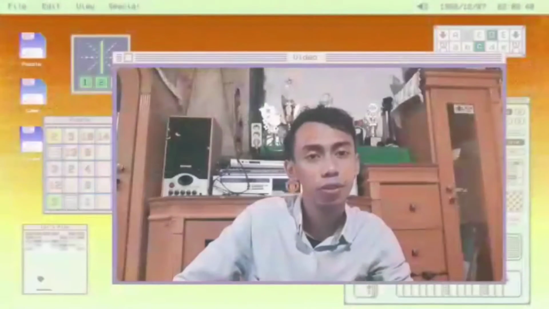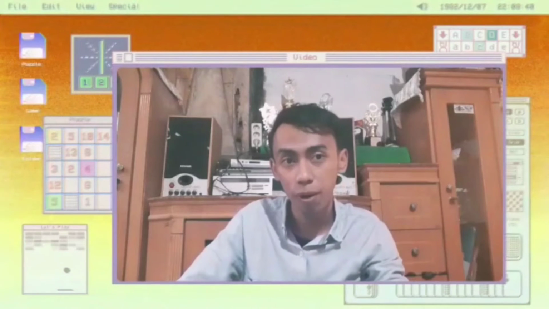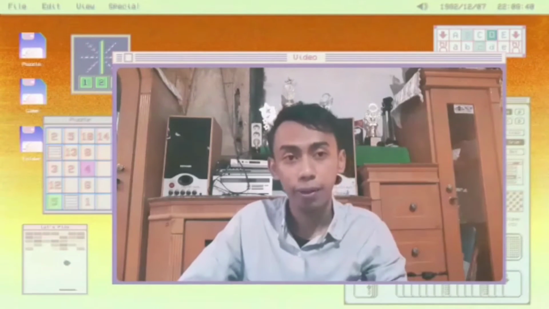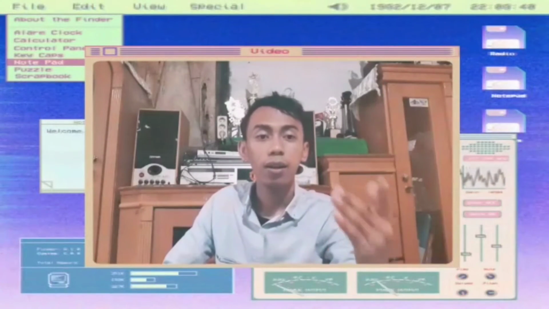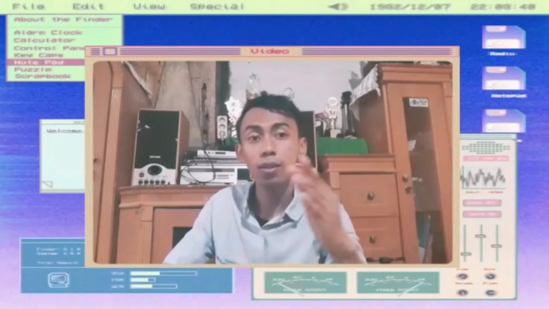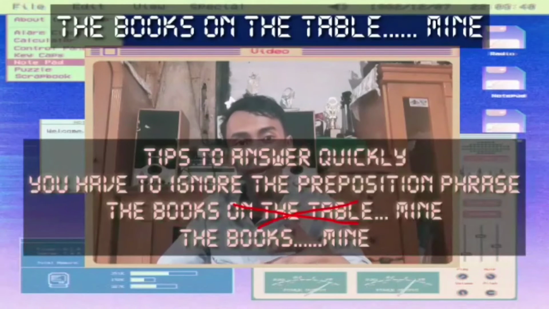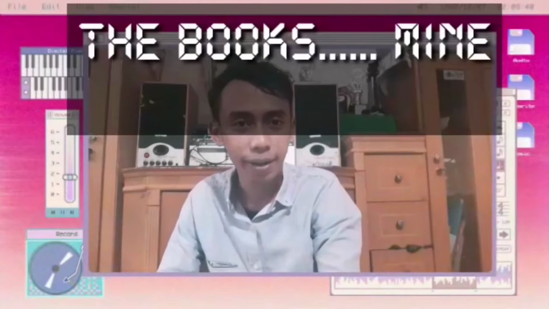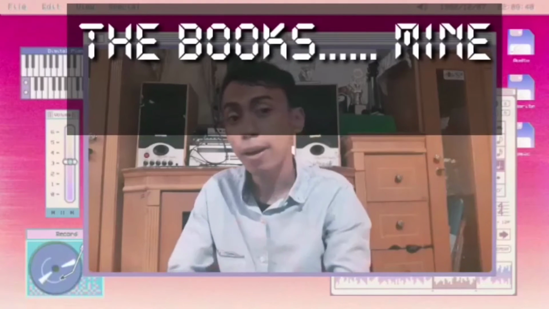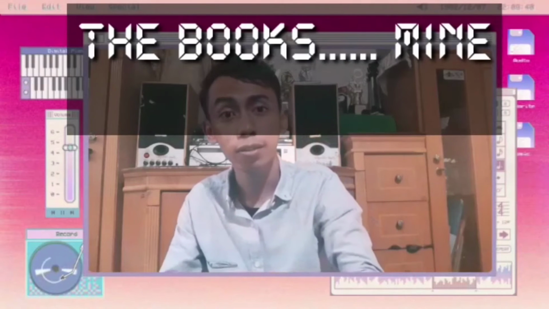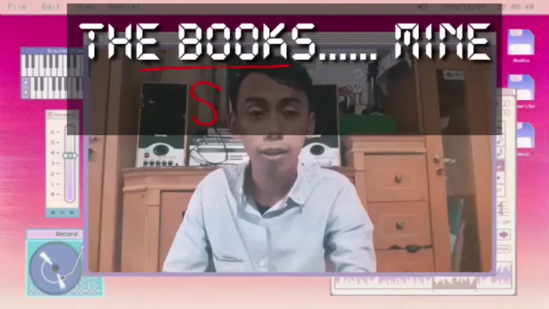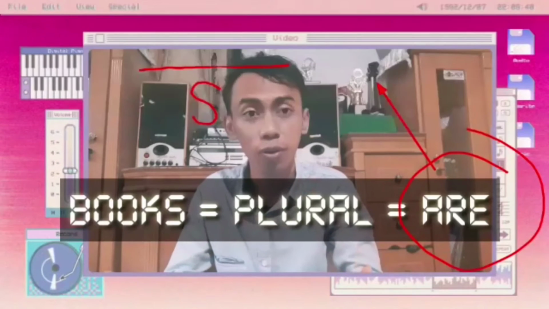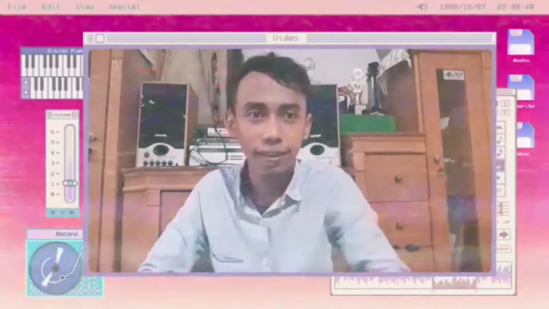And I have a tip if you're still confused about verb agreement after prepositional phrase. For example, the books on the table, blank, mine. To answer that quickly, you have to ignore the prepositional phrase. And now you focus on the books and mine. As you can see here, the subject is the books. The books indicates plural and needs a plural verb too. And you can answer that easily.